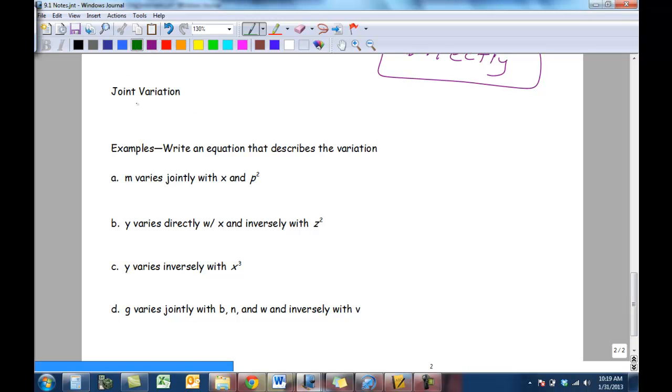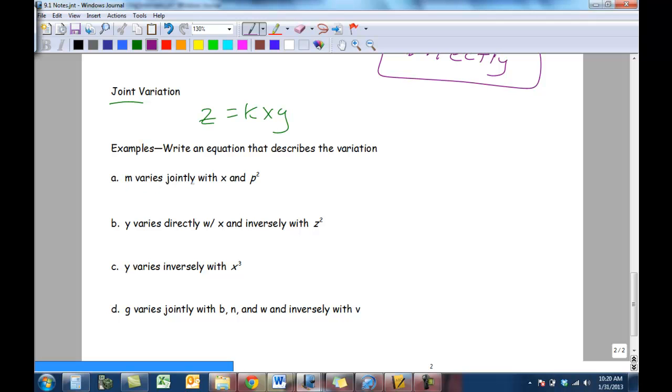Now here's the thing. Joint is the same thing as direct. It's just direct pumped up. For example, joint variation would be z equals k x y. All right, it's still direct where it's multiplying. It's just that there's going to be more than one thing. All right, joint means there's multiple variables going on besides just x or y, or there's going to be several. So let's do a few examples here.